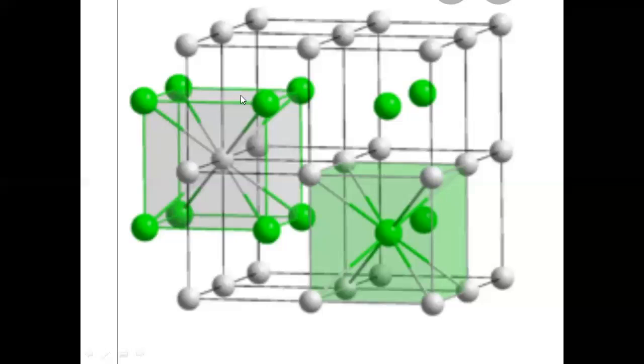So that is the main difference between the cesium chloride crystalline structure and the sodium chloride crystalline structure. In sodium chloride, each sodium is surrounded by 6 chloride ions, and each chloride by 6 sodium ions, while in cesium chloride, each cesium is surrounded by 8 chloride ions and each chloride is surrounded by 8 cesium ions.